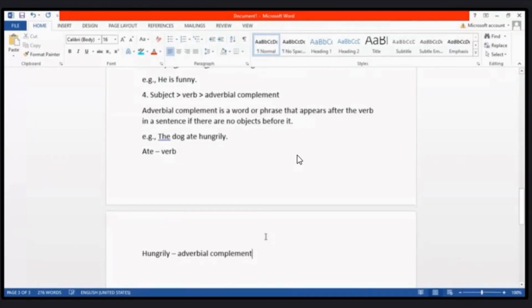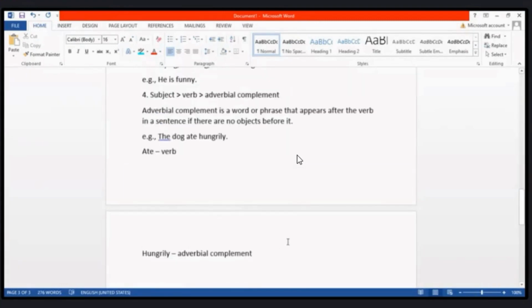This adverbial complement is describing the way of the eating. How did the dog eat? It ate hungrily. So it is describing the verb, the way of the eating. In a way, this is modifying the verb ate. So this is the fourth type of syntactic pattern in sentence structure.